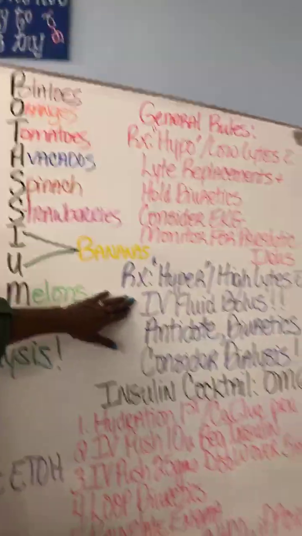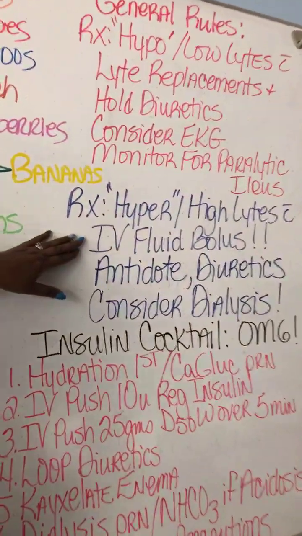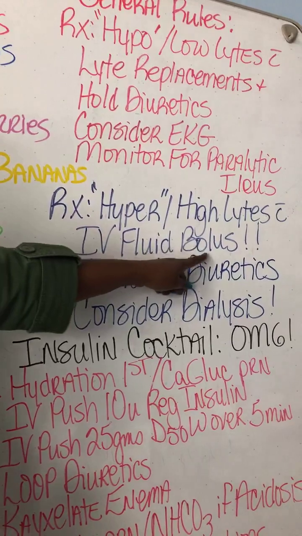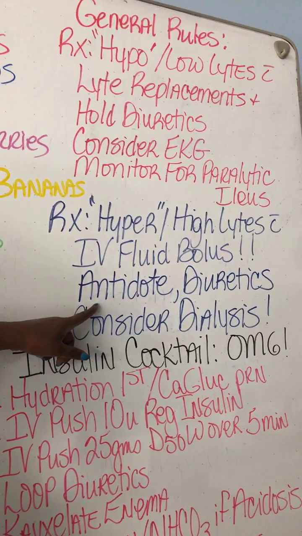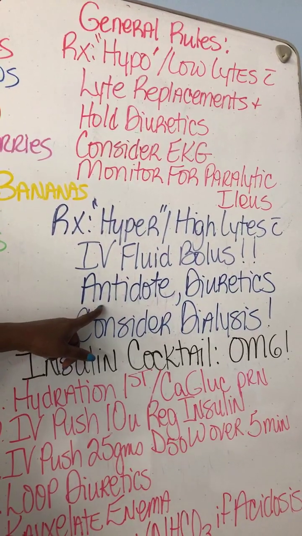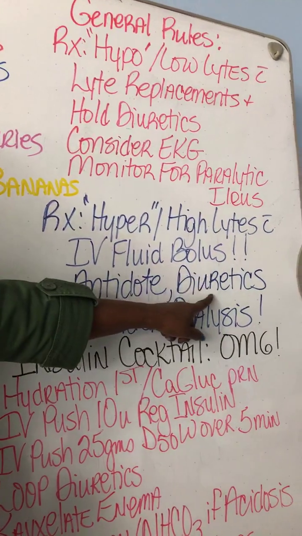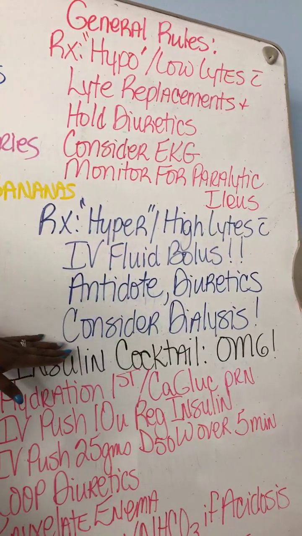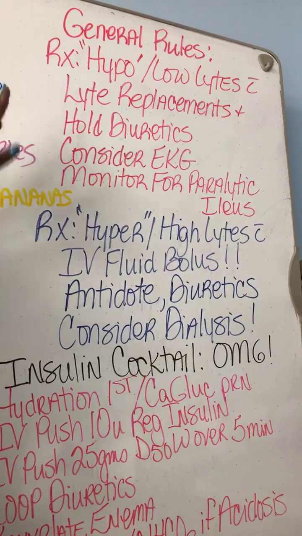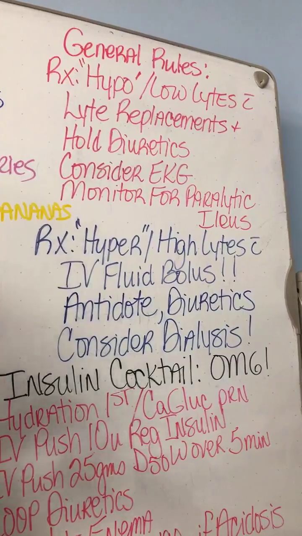Whenever your electrolytes are high, it basically means IV fluid bolus, antidote, which if it was magnesium and it was too high, would be calcium gluconate. Diuretics, because diuretics generally will get rid of electrolytes. Consider dialysis. These are some really good general rules to follow.